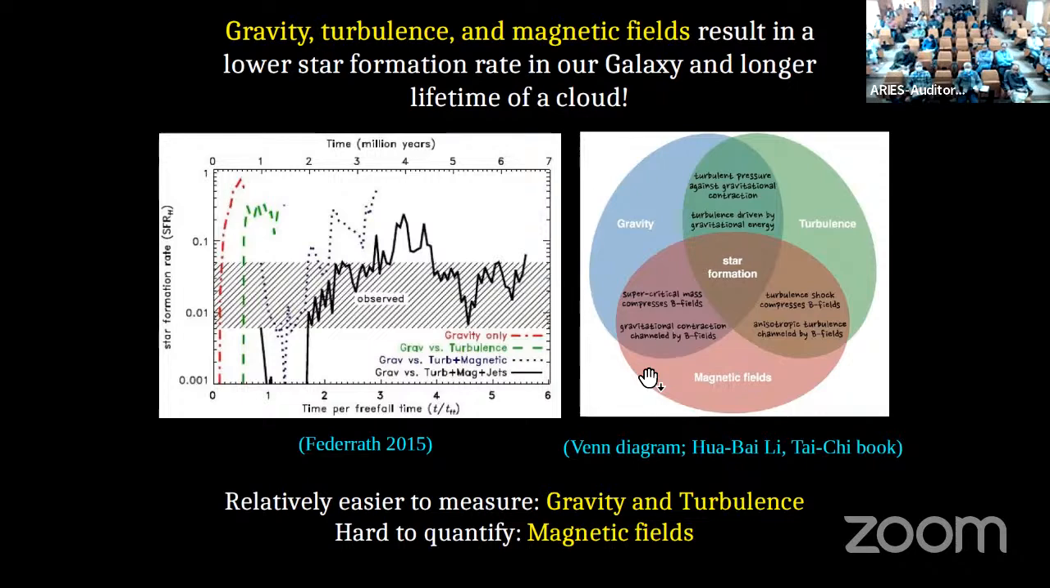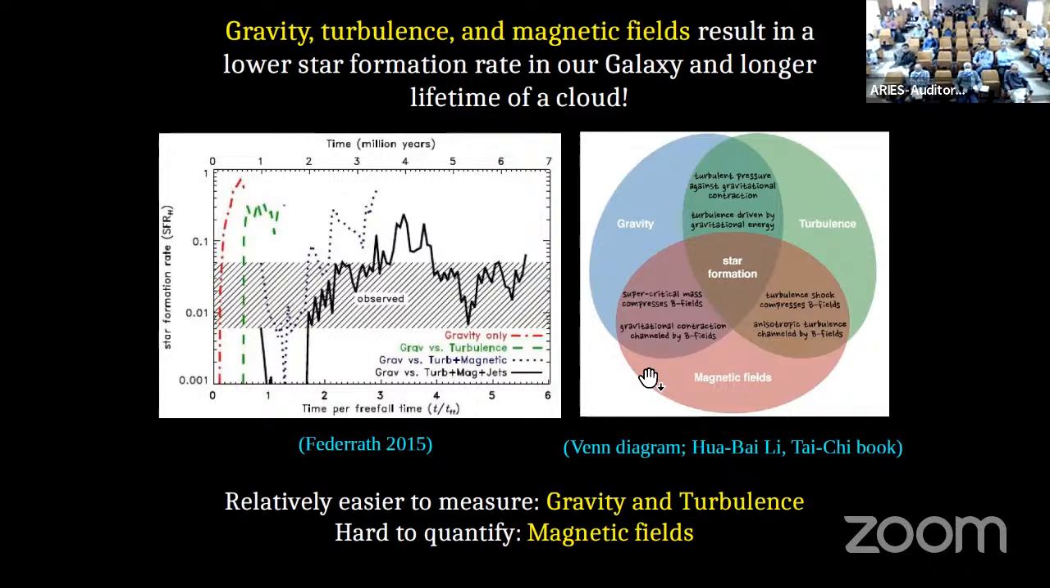In addition, gravity and turbulence can also interact with each other. When there is a significant contribution from these three factors, the star formation efficiency can be reduced to the observed level. If we have only the gravity contribution, as shown in the red diagram, the star formation rate would have been very, very high, like hundreds or thousands of stars formed each year. As soon as we introduce turbulence, the star formation rate is reduced and the lifetime of the cloud is enhanced.